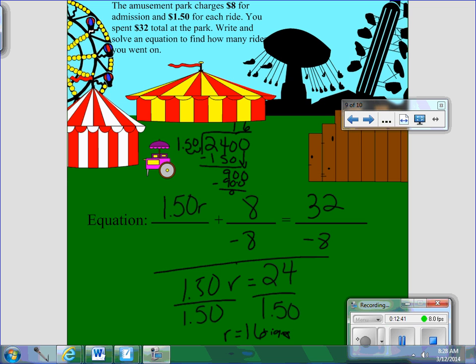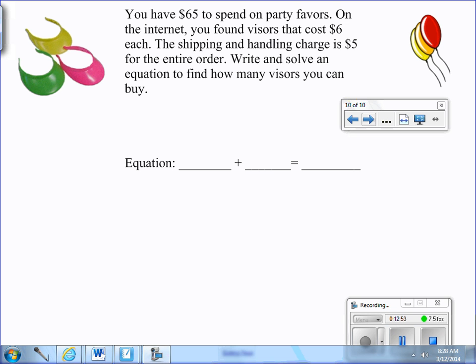So our final answer for this is 16 rides because we took $24 and divided it by $1.50. The screen is dark, but that is your final answer with the work attached to it. In our last word problem, you had $65 to spend on party favors. On the internet, you found visors that cost $6 each. The shipping and handling charge is $5 for the entire order. Write and solve an equation to find out how many visors you can buy.